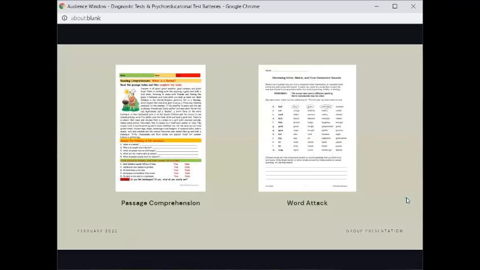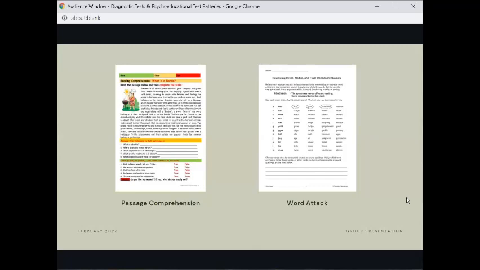So this is an example of passage comprehension. Students must supply the missing word in order to complete a sentence. It can be done either in phrases, sentences, or short paragraphs. And beside it is the fifth and last subtest of the Woodcock Mastery test, which is word attack.